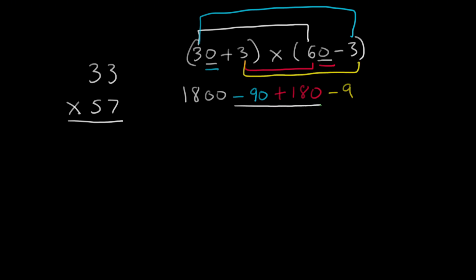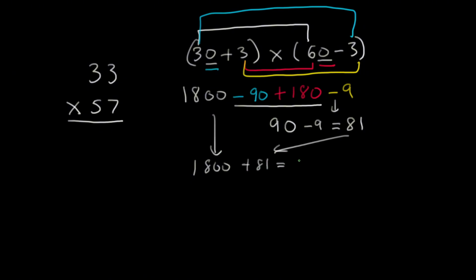Now we can start simplifying. 180 minus 90 is 90. Bring down the negative 9. 90 minus 9 is 81. And we can get a final answer of 1800 plus 81, which is 1881.